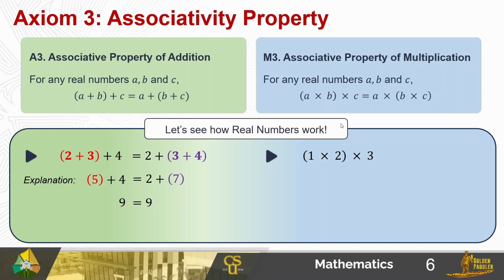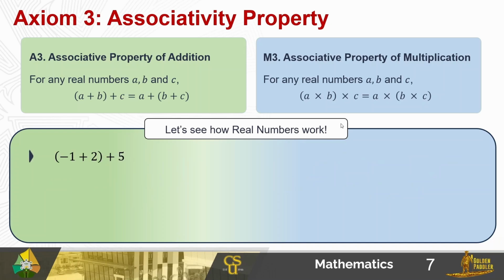Also, 1 times 2 times 3 is equal to 1 times the quantity 2 times 3. Again, if we multiply first, 1 times 2, we get 2, and 2 times 3, we get 6. On the other side, 2 times 3 is 6, and 1 times 6 is again 6.